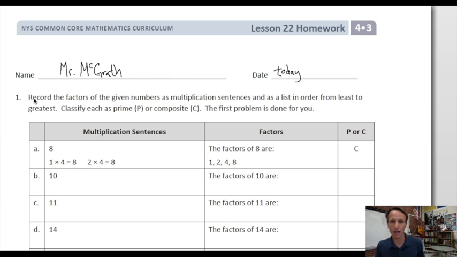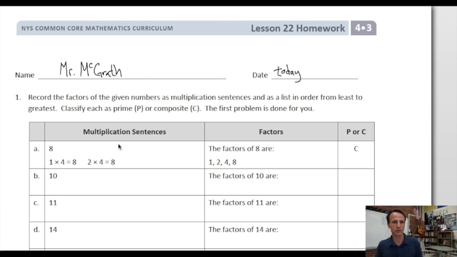So accordingly, our instructions are to record the factors of the given numbers as multiplication sentences and as a list in order from least to greatest. Then we will classify each number as either prime with a capital P or composite with a capital C. Whew, we don't have to write out those long words every time.